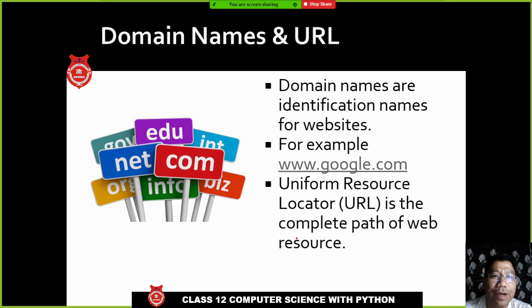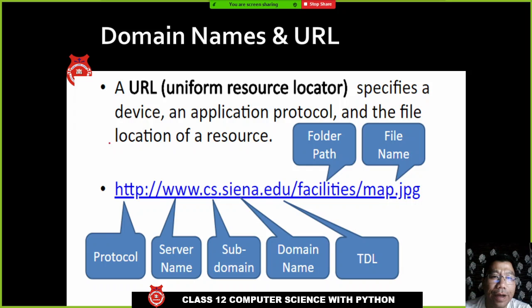All right. And let's talk about domain names and URL. I have already told you what URL is. URL is Uniform Resource Locator. It is the complete path of the resource. But when we say domain name, it is the website name. For example, Google. www.google is the domain name. And when you say URL, URL is like this, a complete path.